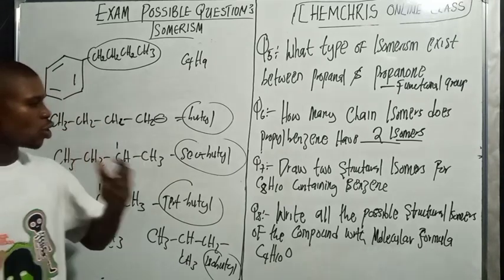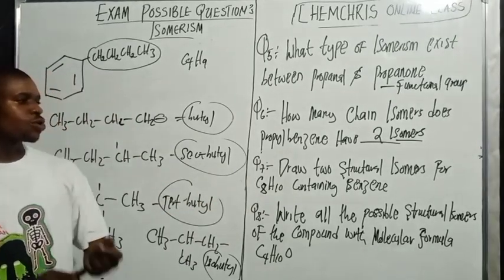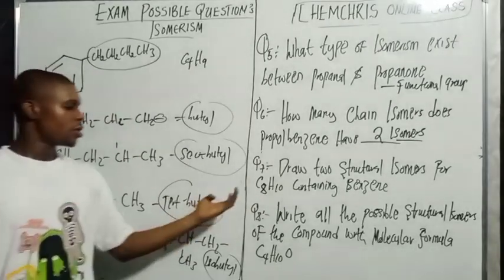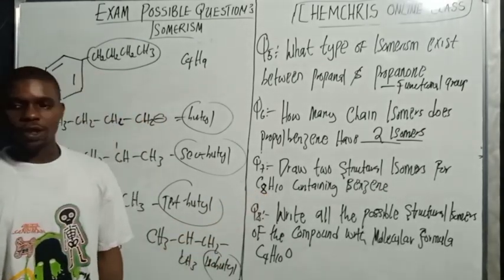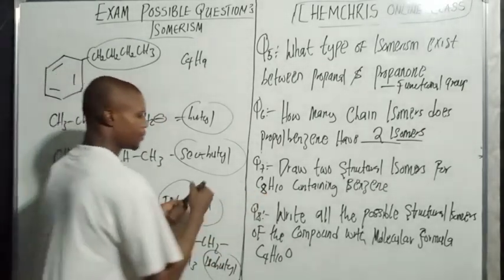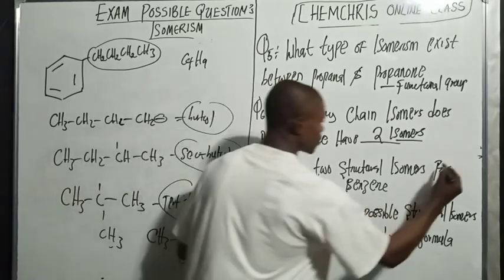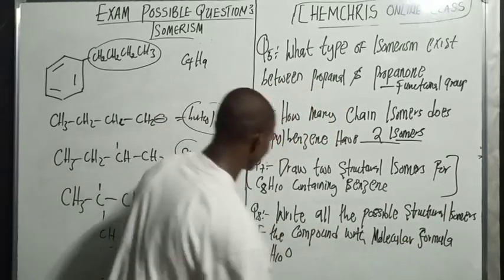So now let's look at number 7. Draw 2 structural isomers for C8H10 containing benzene. So now let's look at this question.